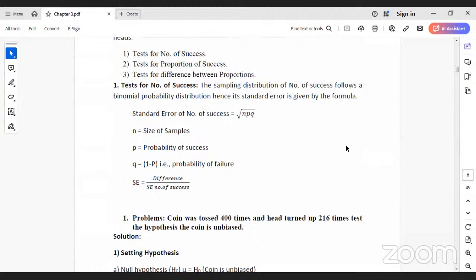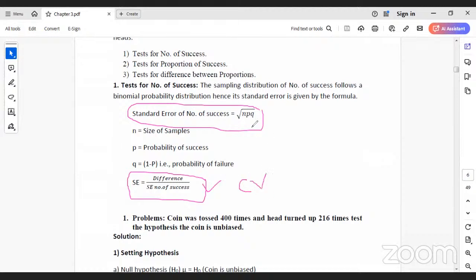Standard error of number of success is equal to under root NPQ. N is equal to size of sample. P is equal to probability of success. Q is equal to 1 minus P, that is probability of failure. Then the test statistic is equal to difference divided by standard error of number of success. So you need to note this formula. This formula is called the calculated value formula, CV formula.